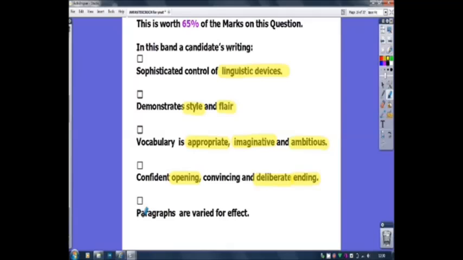And then here we've got another one of those things. Oh yes, I need to paragraph. That's very interesting. Okay, I can do that. Changes of time, topic and talk. Yep, I'll put my paragraphs in. But what does varied for effect mean? And I shall try to show you that in today's video.